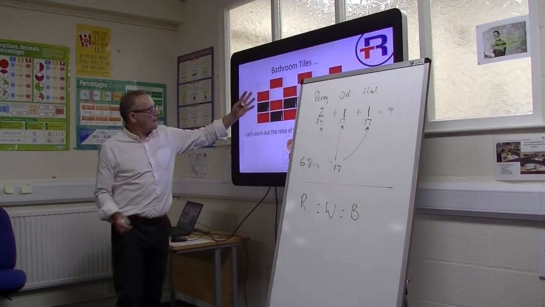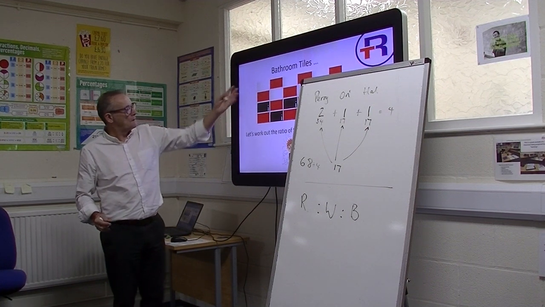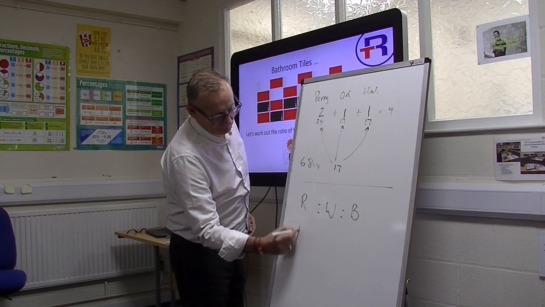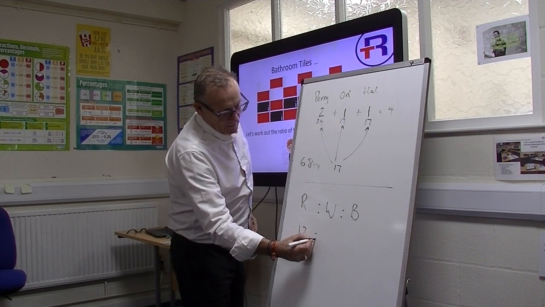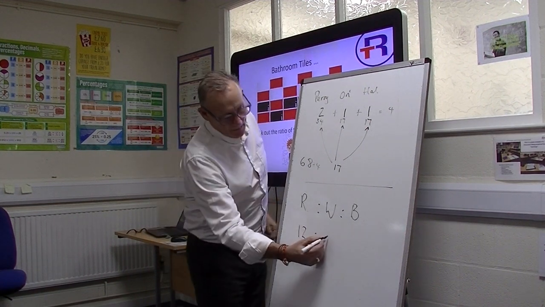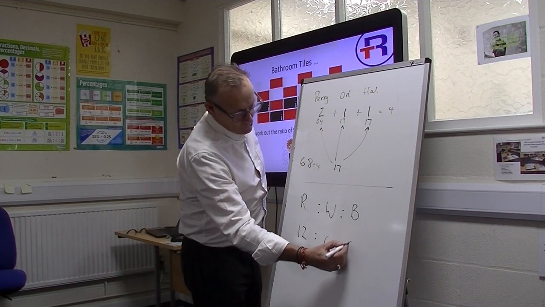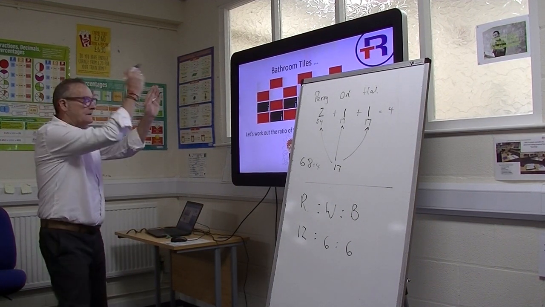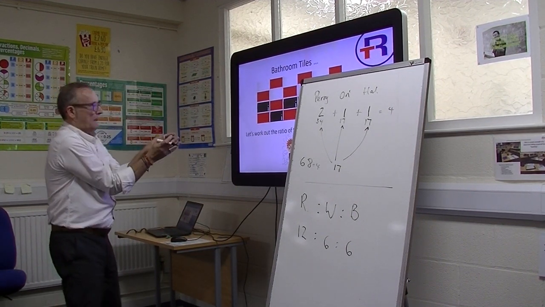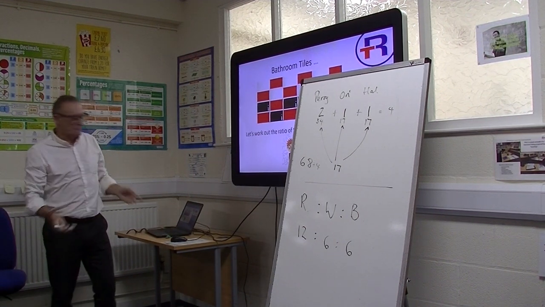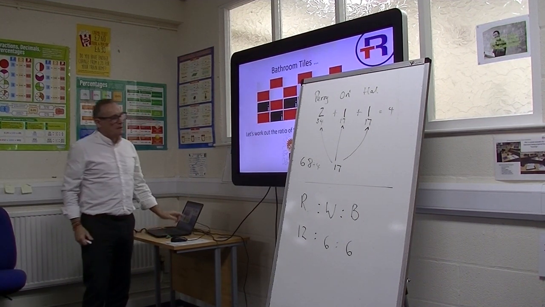So we count the red tiles. 12. Count the white tiles. 6. And we count the black tiles, also 6. So the ratio there is 12 red tiles to 6 white tiles to 6 black tiles. That's the ratio. Okay, that's the ratio. We've worked it out. 12 to 6 to 6.